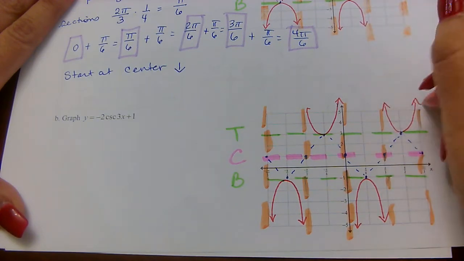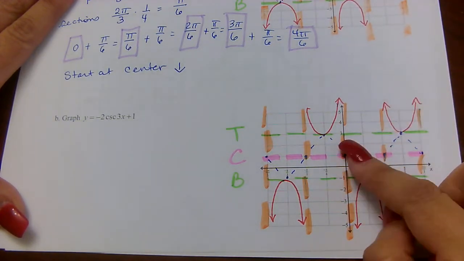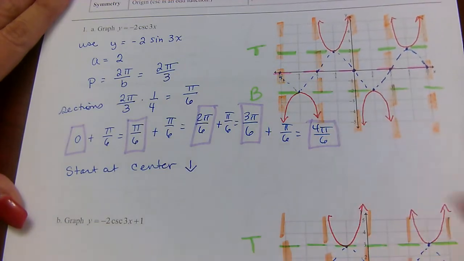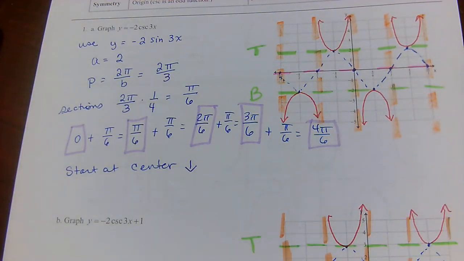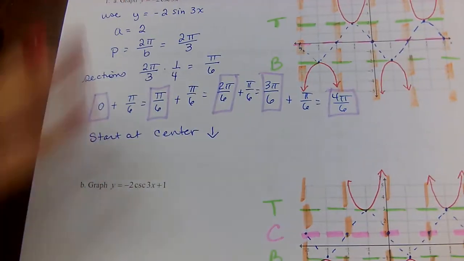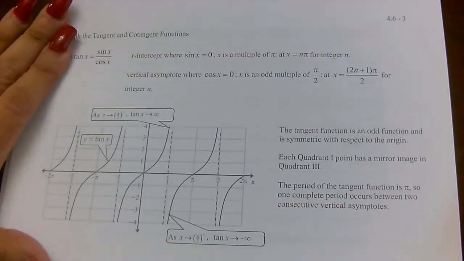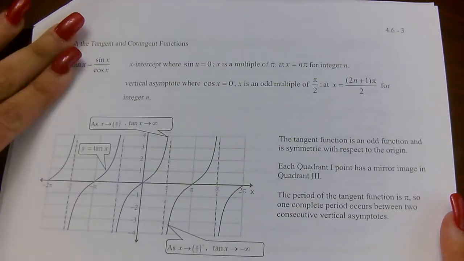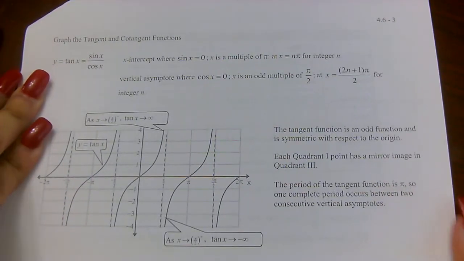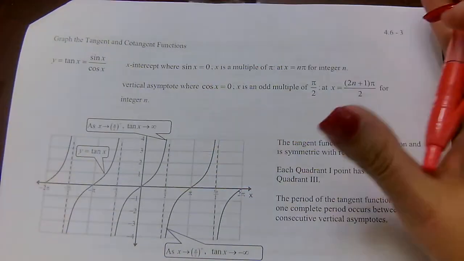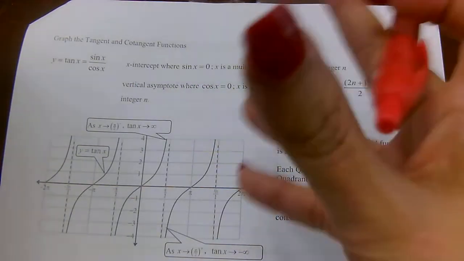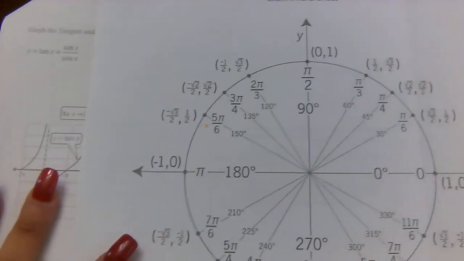So the only difference between these two is that this has a vertical shift up and this does not have a vertical shift. Okay, that's it for this section. Let's go ahead and talk about what I think is probably the harder section of the graphing, your tangent and your cotangent. For this part, we're going to go ahead and go through the unit circle again.